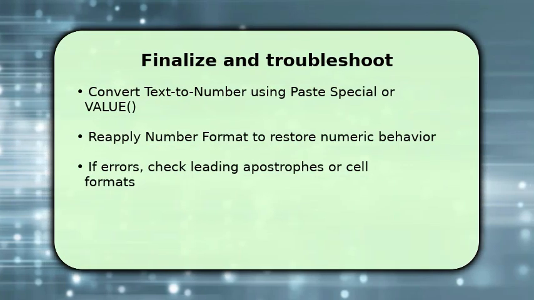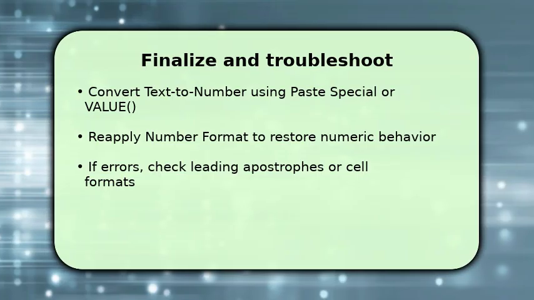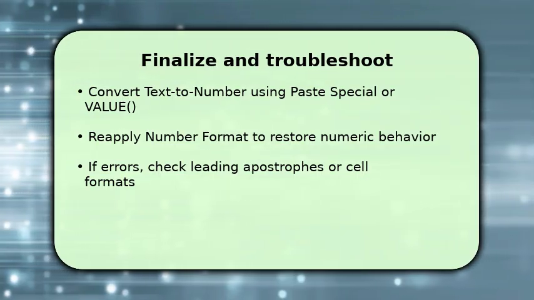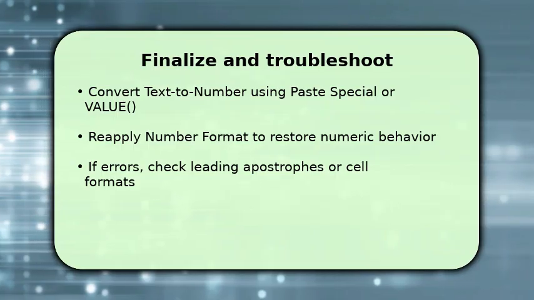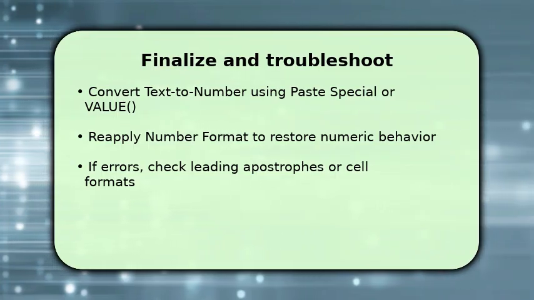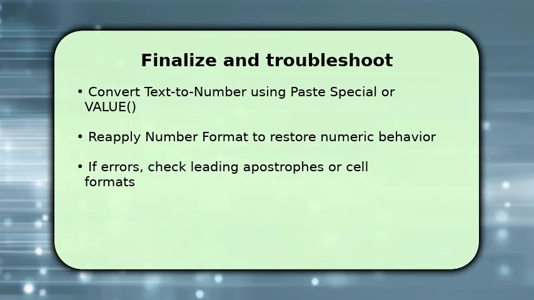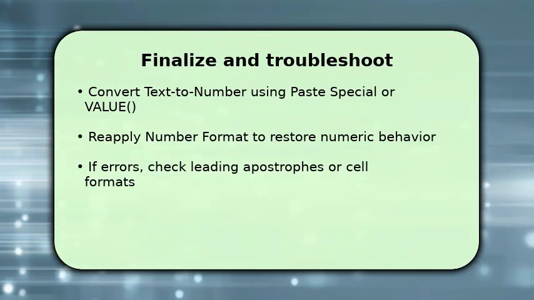Finish by verifying that numbers behave how you need. Perform a simple sum to confirm arithmetic works. If some entries are text, convert them using paste special multiply by 1 or the value function. Then reapply number format to restore numeric features like sorting and calculations.